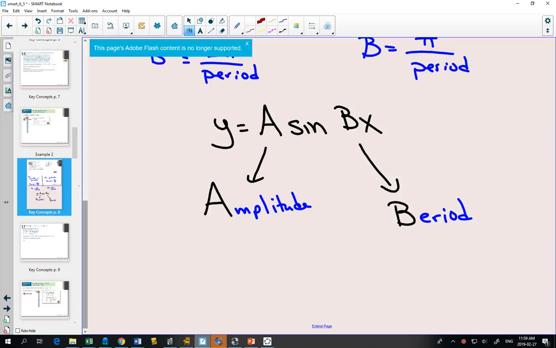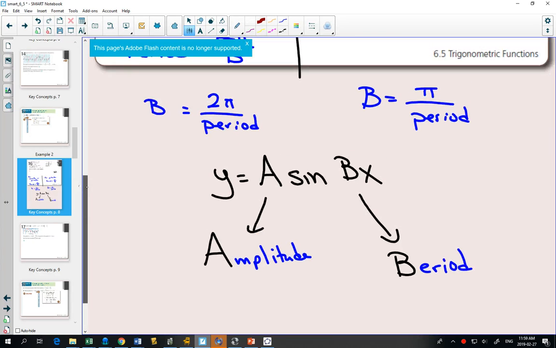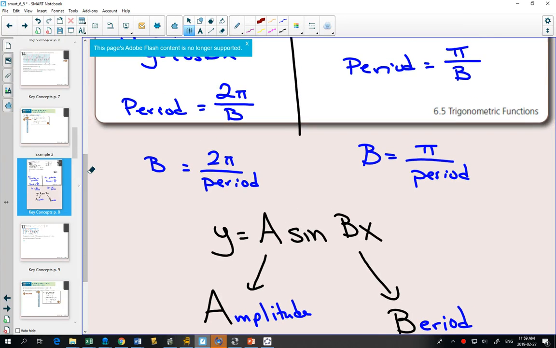So I can scroll back up a bit. Is that good? If I close this.